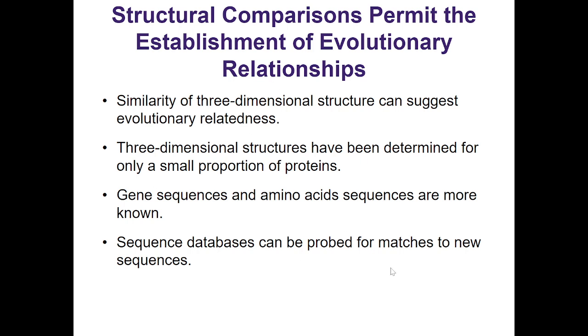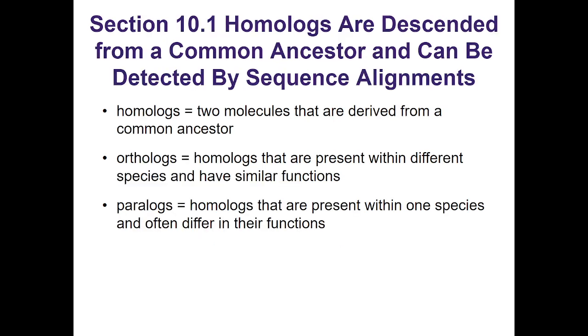The sequence database can be probed for matches to new sequences, and this is the main way evolutionary relationships are determined nowadays. Homologs are descended from a common ancestor and can be detected by sequence alignments. By the way, this is such a superior method to the old method, which was looking at the structures of tissues and bones, right?